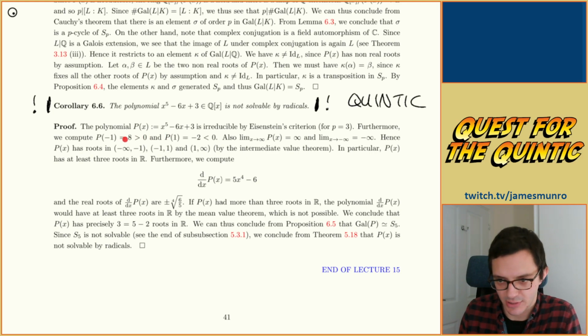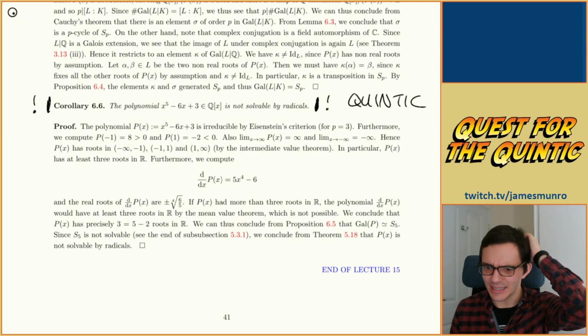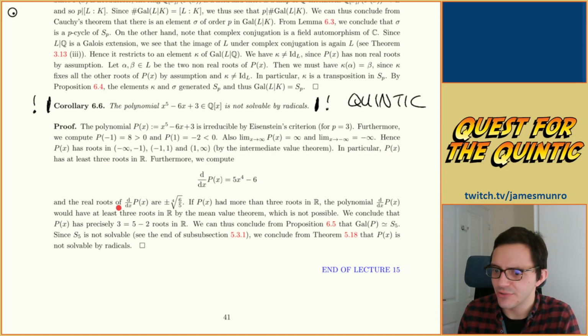Furthermore, we compute, and then they're checking this sign change, and the limit goes to infinity, the limit goes to minus infinity, so it's got 3 roots. Okay, it has at least 3 roots. So furthermore, then they find the derivative of this, and the real roots of that are something. So they're talking a lot about, that's the Galois theory, right? If p of x had more than 3 roots in R, the derivative would have had at least 3 roots in R by the mean value theorem. So this is like some analysis thing. So it's checking that it has exactly 3 roots, which is important for some reason, I suppose.